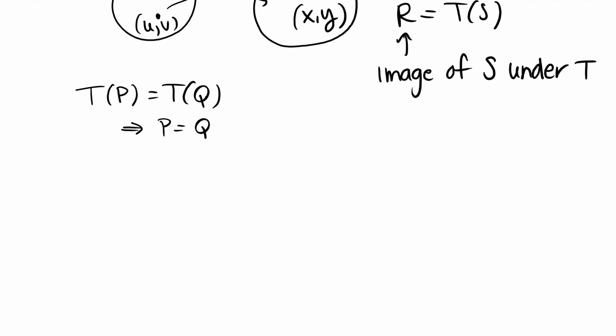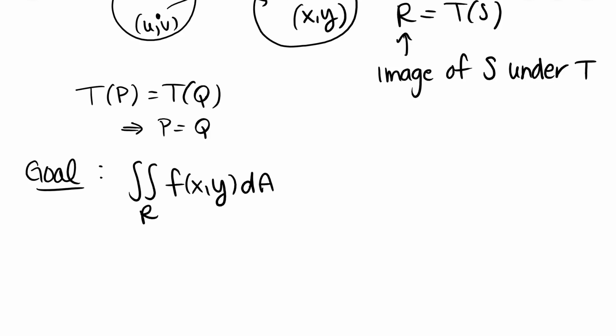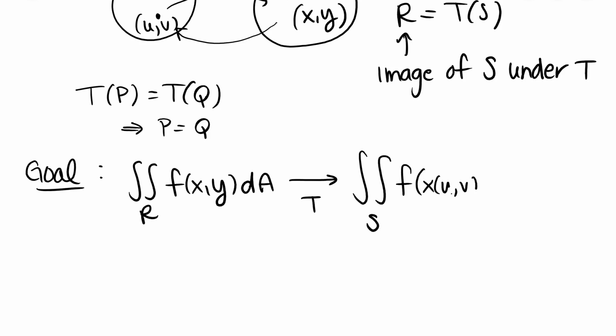Okay, so here is our goal. Our goal is to take some integral over R of f of x, y dA, and we want to transform it using T into something that is more simple. So now I have this S, and we're really going this way, right? We have S where we have f of x of some u and v, y of some u and v, and then I still have a dA.